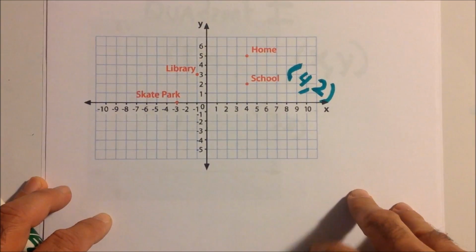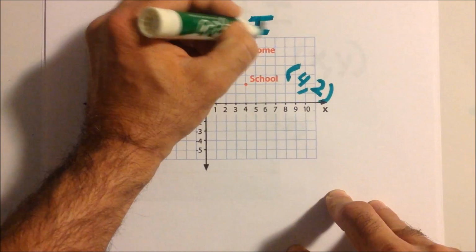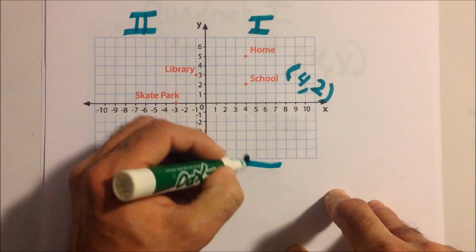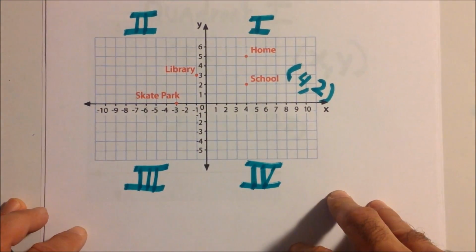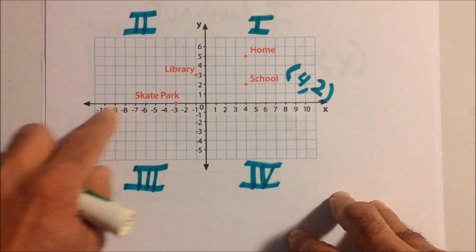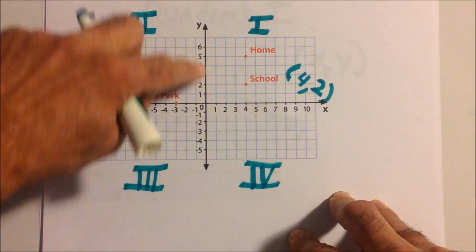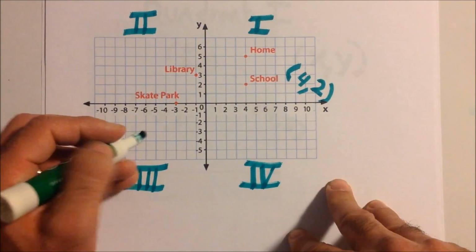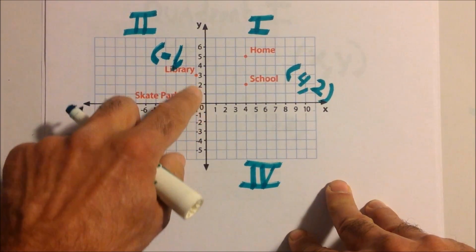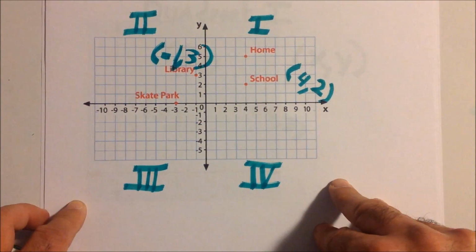And what about the library now? Now the library is not in quadrant 1. Remember, this is quadrant 1. This is quadrant 2. This is quadrant 3. And this will be quadrant 4. The library is in quadrant 2. And in quadrant 2, you can notice that the x's have negative numbers. The y still has positive. So the library will be at negative 1 for the x. Lines up with negative 1. And 3 for the y. Negative 1, 3.